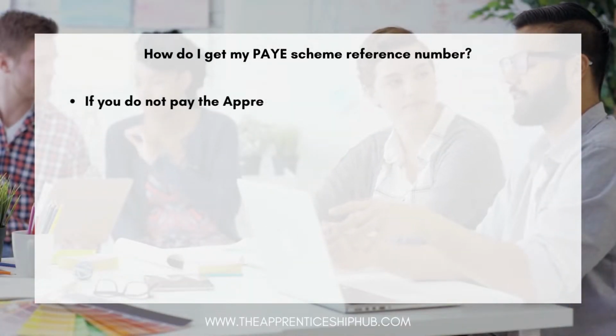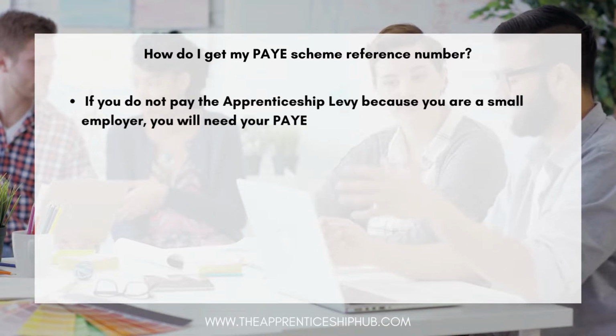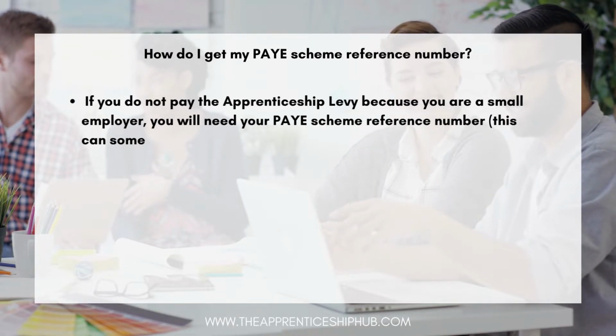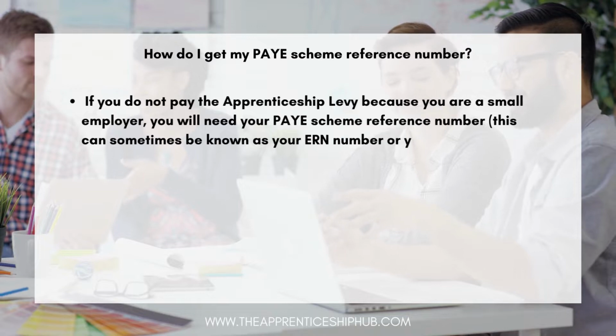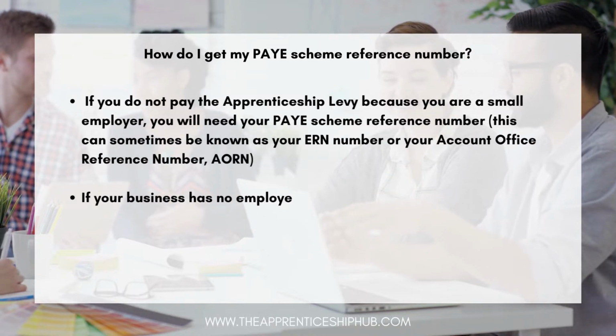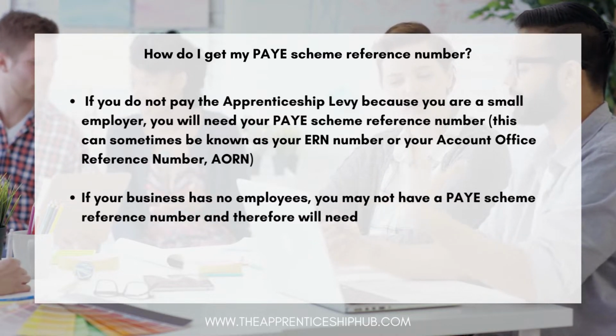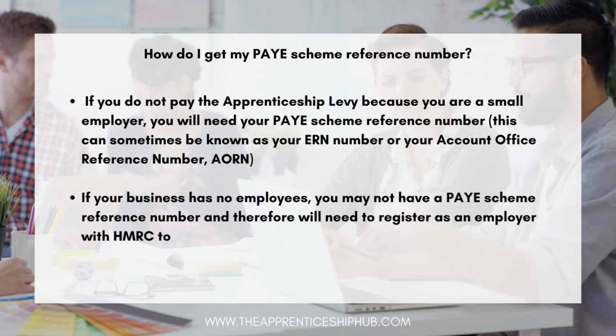If you do not pay the apprenticeship levy because you are a small employer, you will need your payee scheme reference number. This can sometimes be known as your ERN number or your account's office reference number. If your business has no employees, you may not have a payee scheme reference number and therefore will need to register as an employer with HMRC to be given one.